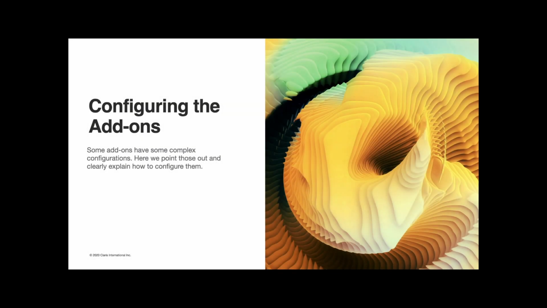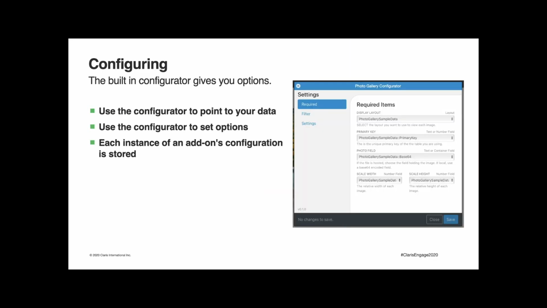The in-product Claris FileMaker add-ons just work. And when you install them, they actually install with sample data to show you how they, quote, just work. However, you will need to do a little bit of work to set them up to make them fit your data. So we built a configurator, we call it, that allows you to point this add-on and each instance of an add-on to different sets of data.